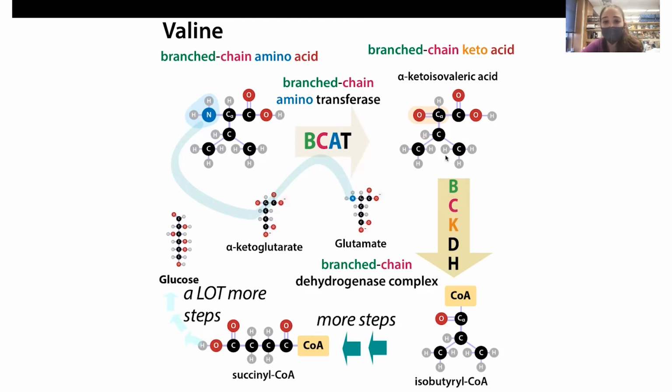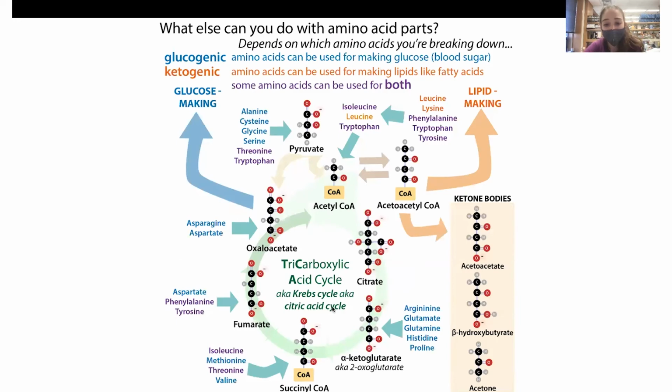And then that's going to go through that second complex and turn it into this isobutyryl CoA. More steps, you'll get succinyl CoA. And then that succinyl CoA can enter the cycle. So when it enters the cycle, now you can actually make glucose from it. So we call it glucogenic. So we call valine glucogenic because you can make sugar directly from it. Let's see, break it down.